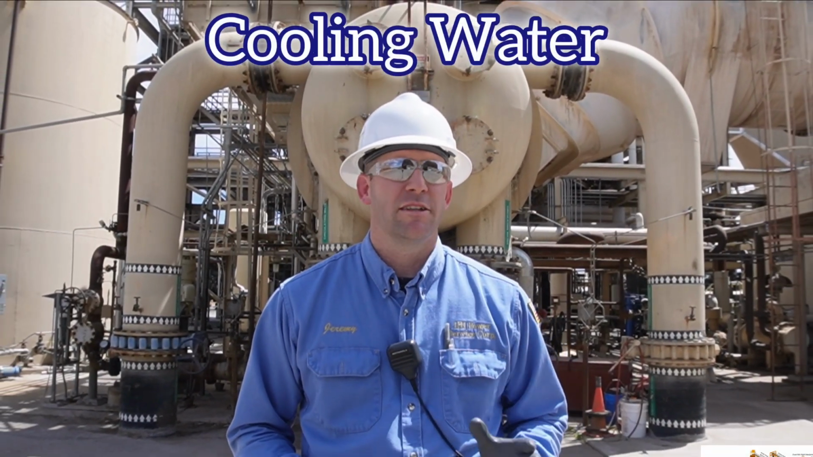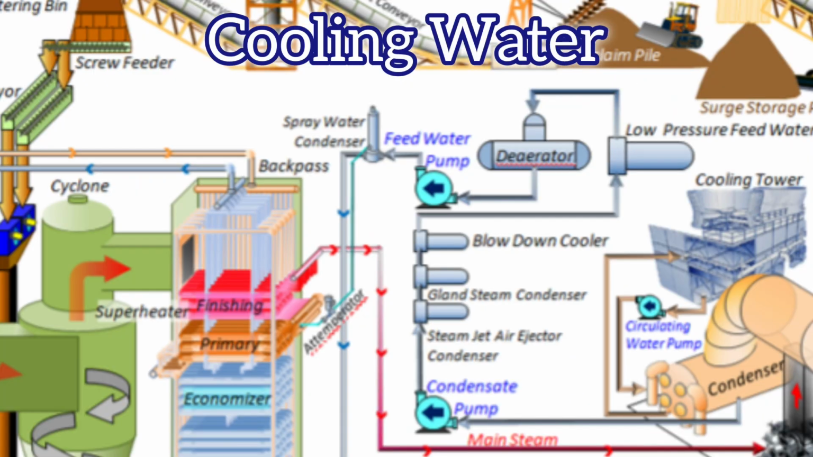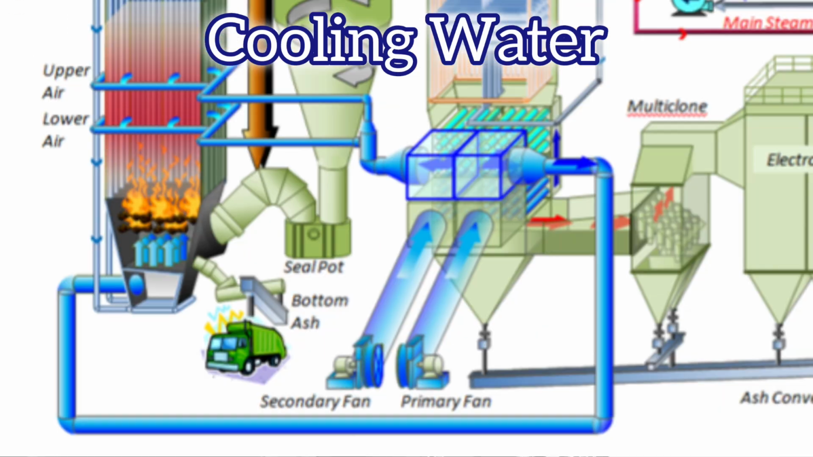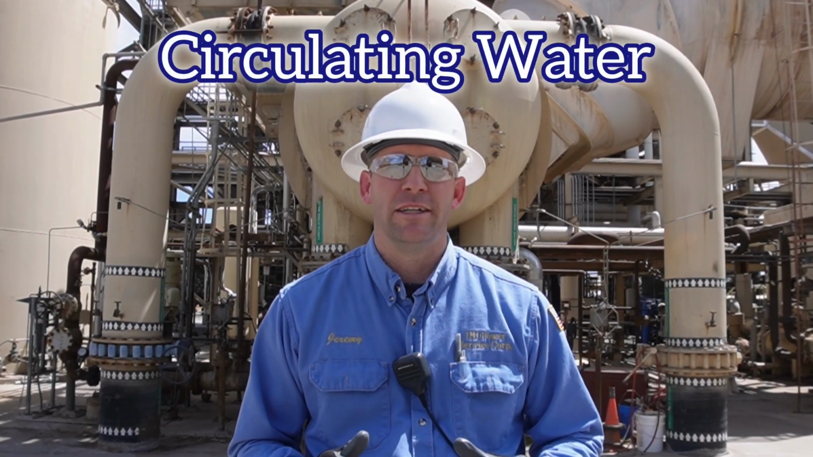The first system, being a typical cooling water system, supplies equipment such as the screw ash cooler, the boiler feed water pump, the bearings for the PA and SA fans, as well as the oil cooler for the turbine itself. The second pump, known as the circulating water pump, supplies a mass amount of water to our condenser.